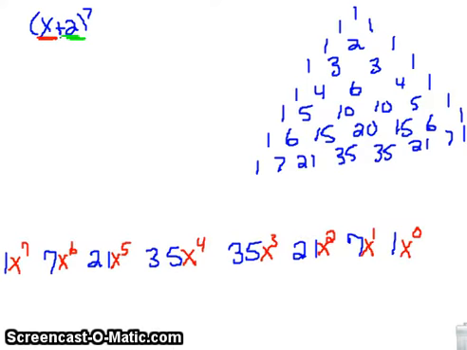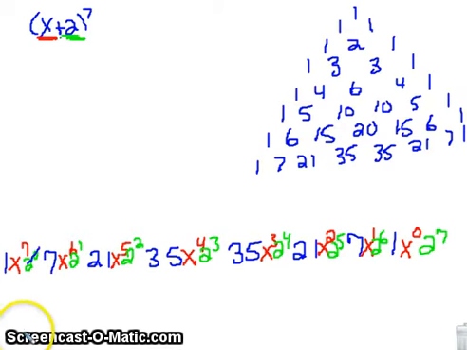I then have to do my 2's. So I have 2 to the 7th, 2 to the 6th, 2 to the 5th, 2 to the 4th, 2 to the 3rd, 2 to the 2nd, 2 to the 1st, and then 2 to the 0.